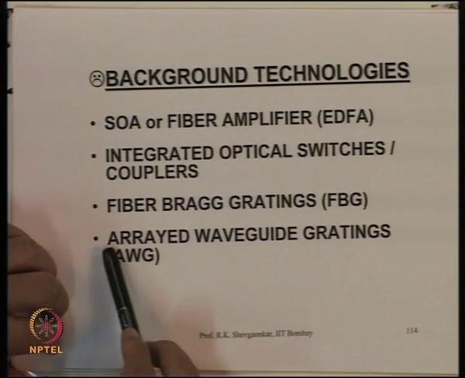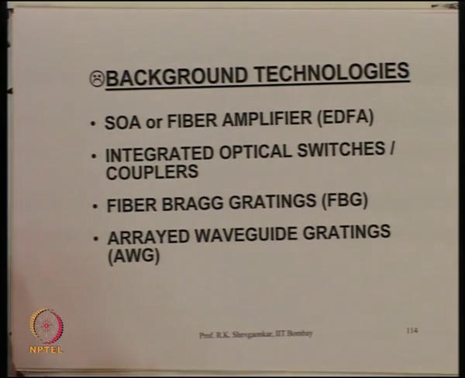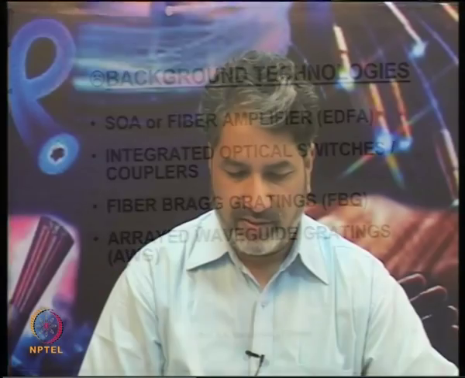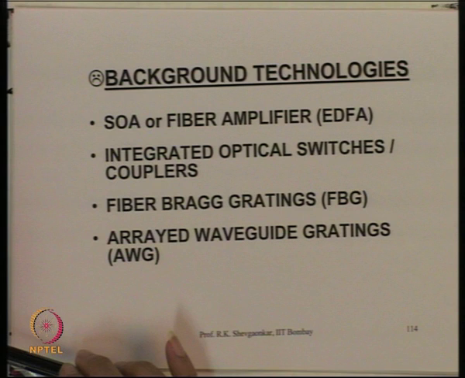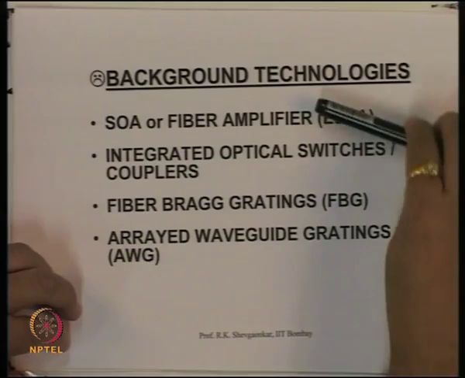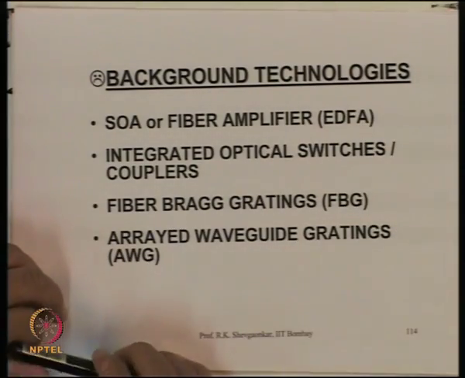Then we have the devices called arrayed waveguide gratings. These are essentially like a planar structure, which can again perform the routing of the different wavelengths and so on. So having understood now that for a WDM system, these are the vital components, now we will look at each of these components in more detail.